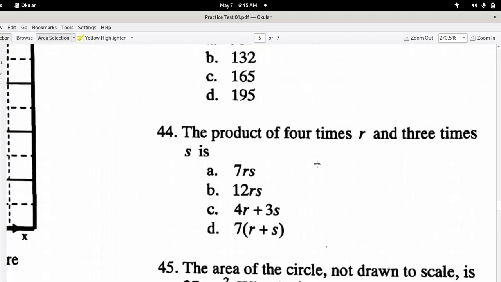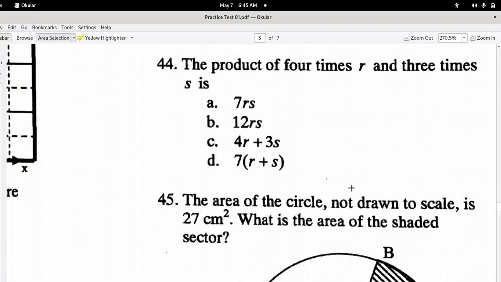So, the product of 4 times R and 3 times S. 4 times R is 4R plus 3S. Product of 4 times R and 3 times S. Which one of these is the answer?